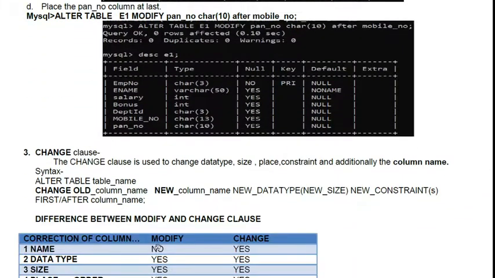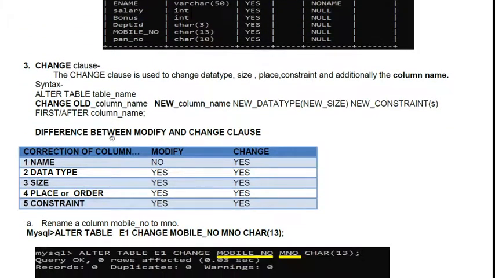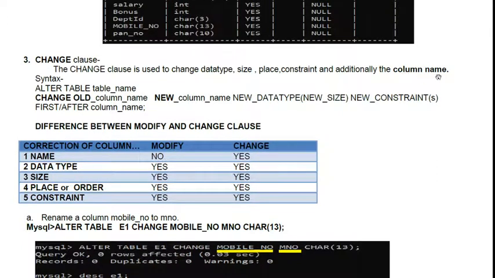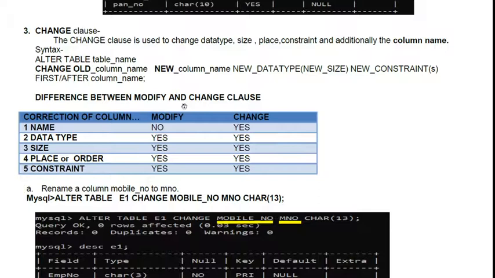Now next one, change clause. Change clause is similar to modify clause, but there is only one difference: it is capable of renaming the column also. So change clause is used to change data type, size, place, constraint, and additionally the column name. In the general syntax, you have to write the column name twice, the old column name and the new column name. The rest of the syntax is similar to modify.